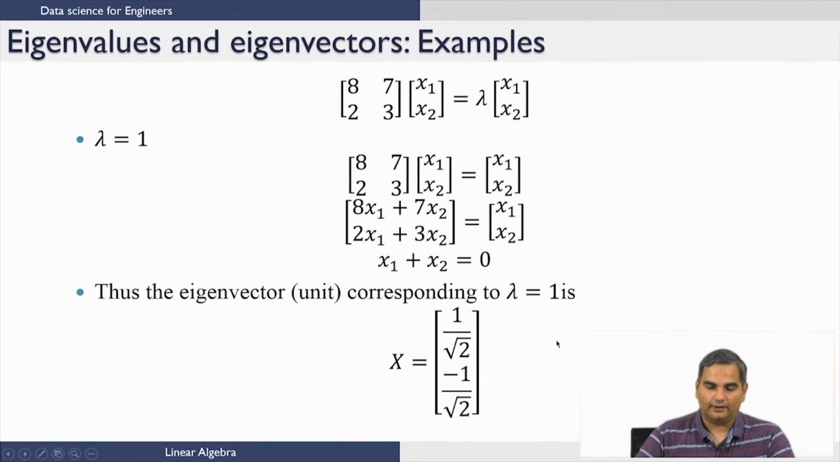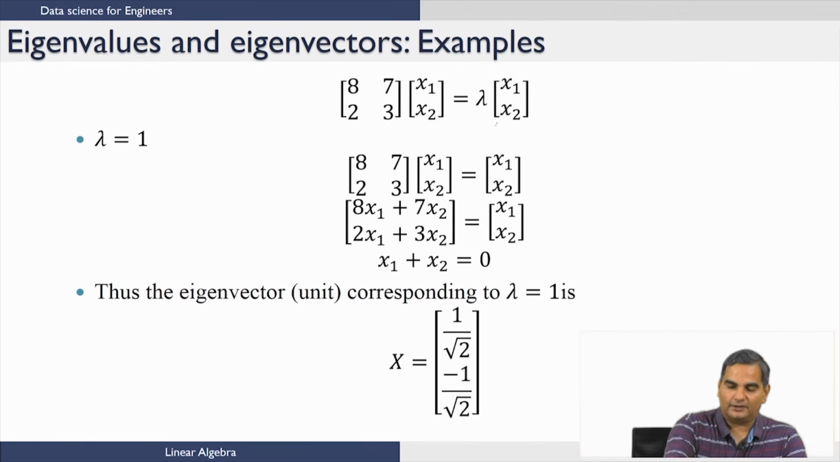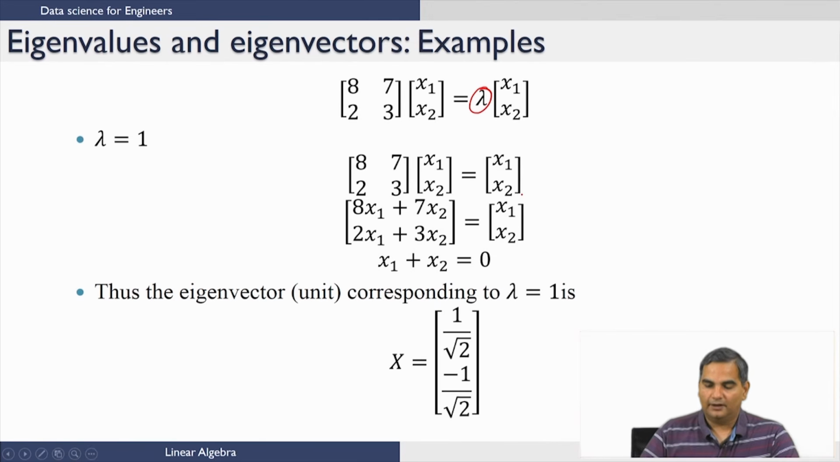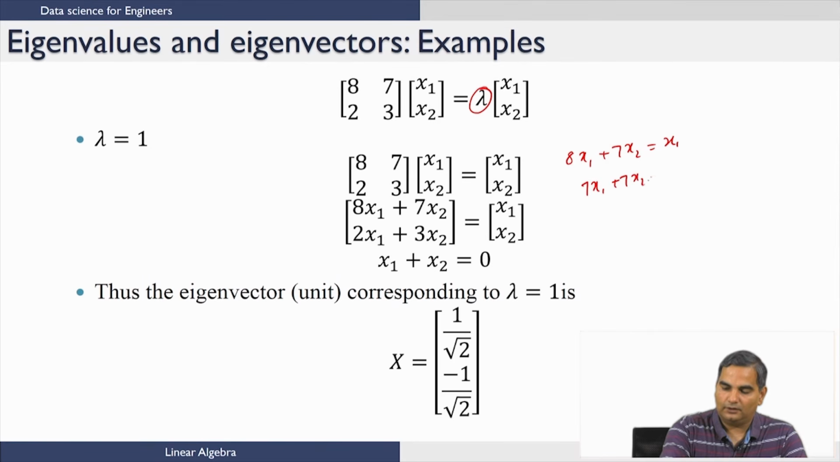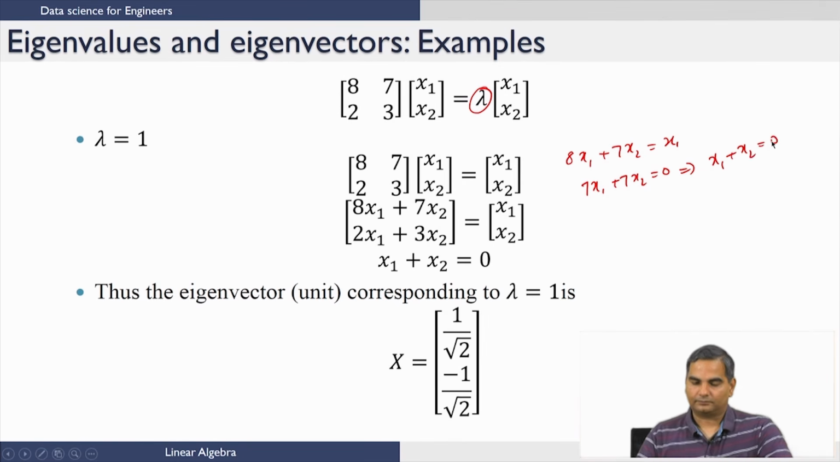Now how do I go ahead and calculate the eigenvectors corresponding to these eigenvalues? Let us illustrate this for lambda equals 1. I take this eigenvalue eigenvector equation. Now that I know lambda equal to 1, this becomes [8, 7; 2, 3] times [x1, x2] equals 1 times [x1, x2]. This turns into two equations. The first equation is 8x1 plus 7x2 equals x1. If I take x1 to this side, I get 7x1 plus 7x2 equals 0, which is the same as x1 plus x2 equals 0.